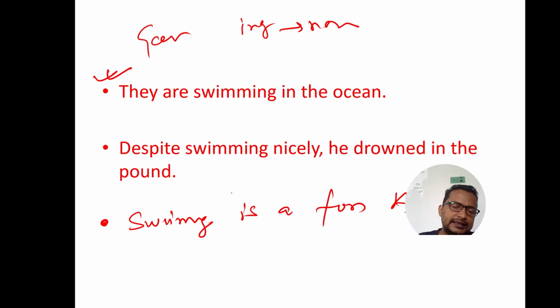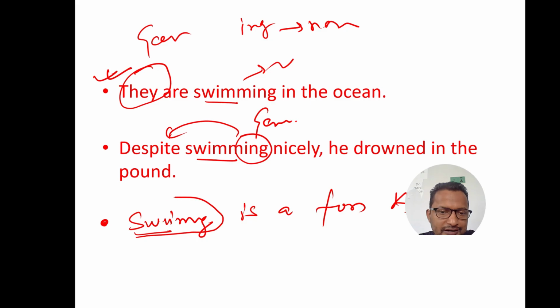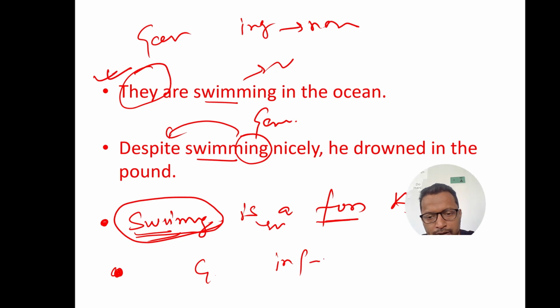Now in these three sentences, it is swimming, swimming, swimming. But here, swimming is acting as a verb because they are swimming. It is showing the action that the people are doing, right? Despite swimming, here also swimming is the ing form of verb, acting as a gerund. Now in this sentence, swimming is a fun activity, swimming is acting as a noun. It is denoting a form of activity, right? Swimming is a fun activity. "Is" is the verb here. So swimming is acting as a noun. Gerund is nothing but the ing form of verb acting as a noun.